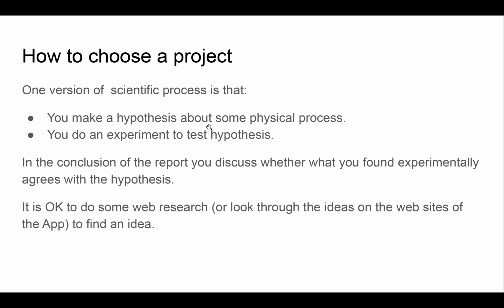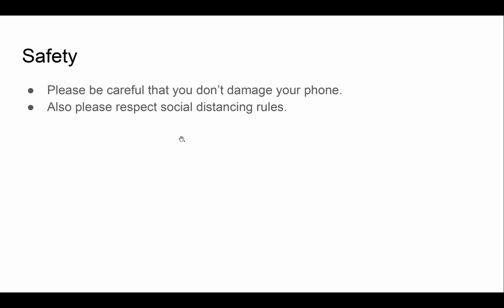You could just investigate one of the sensors. It could be you're interested in the light sensors, and you just investigate that. The main thing is to take something you find interesting. Doing this scientific process where you have a hypothesis and then do an experiment to test it is a standard way, but you don't have to do that.